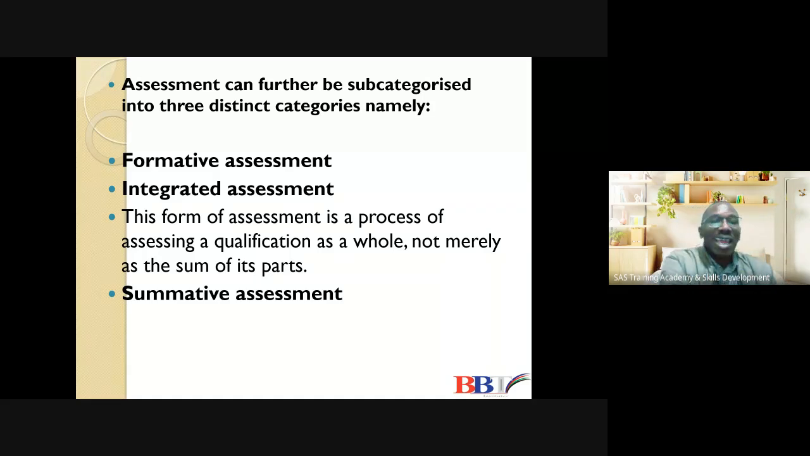But then at the end of the qualification, we have what is called the integrated summative assessment, which is called nowadays the ISA. It is a form of assessment that is addressing the entire qualification as a whole, not merely just part of it, but as the entire qualification. So we call it the ISA.